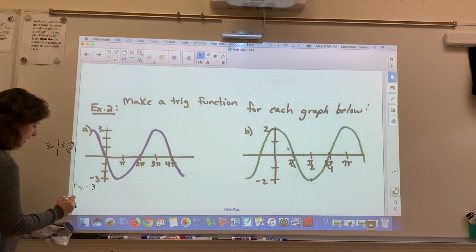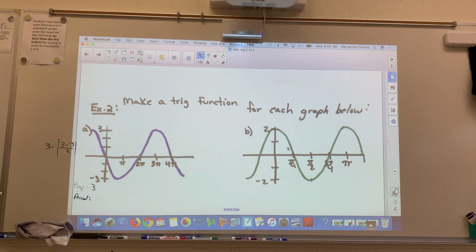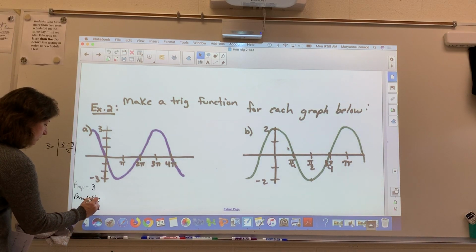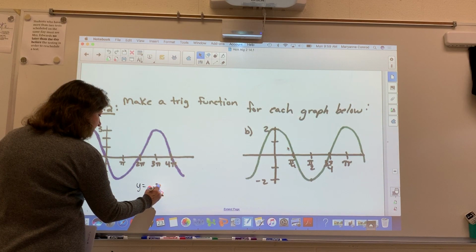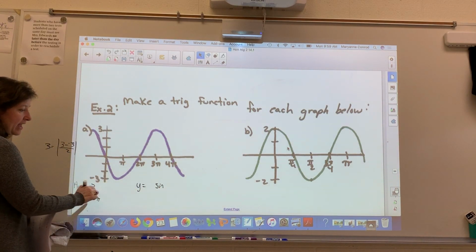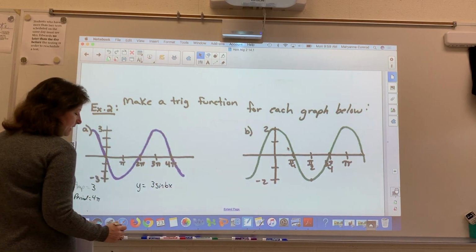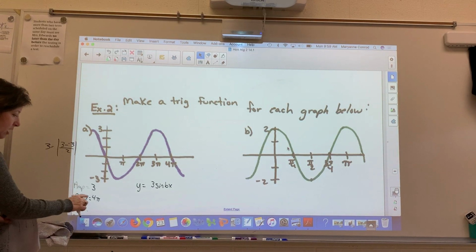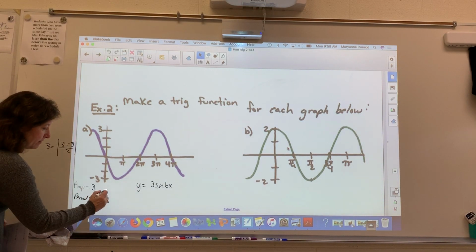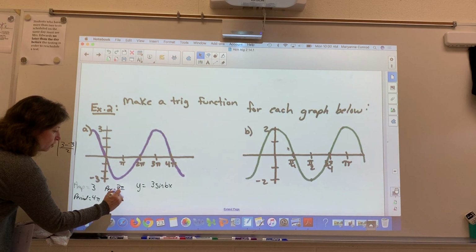What is the period? How far do I go until this repeats itself? That's right, the period is 4 pi. So when we make our curve, we know we're going to use sine. Right now we know A. A is easy. It is 3. We need to figure out the B. The B comes from the period. If you remember, we have a formula. The period equals 2 pi over B.